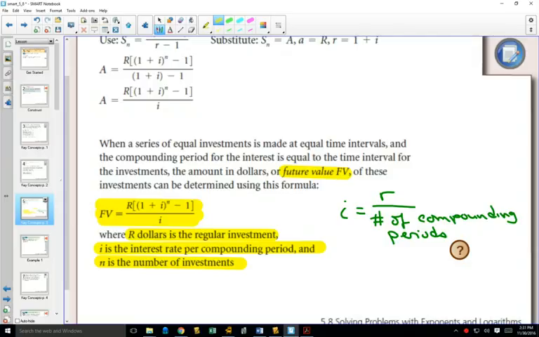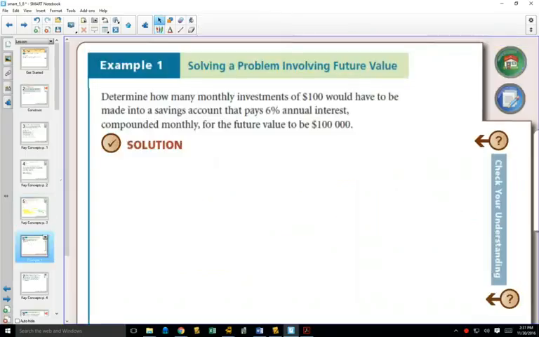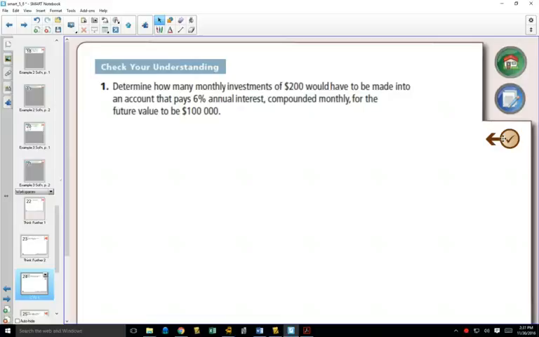And then we're also going to look at a calculator program that you have on your calculator that's going to be very useful for solving this as well. So, here's example 1. We're going to rewrite out that formula.